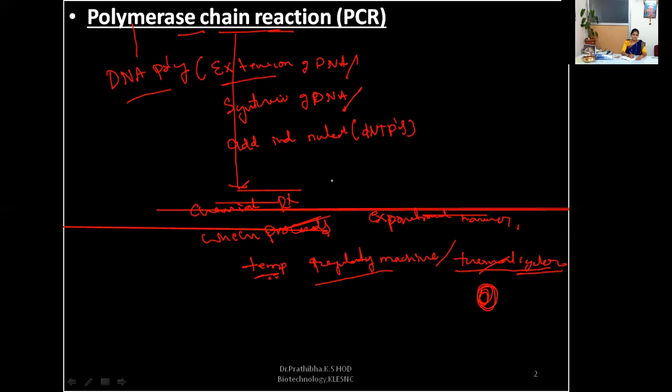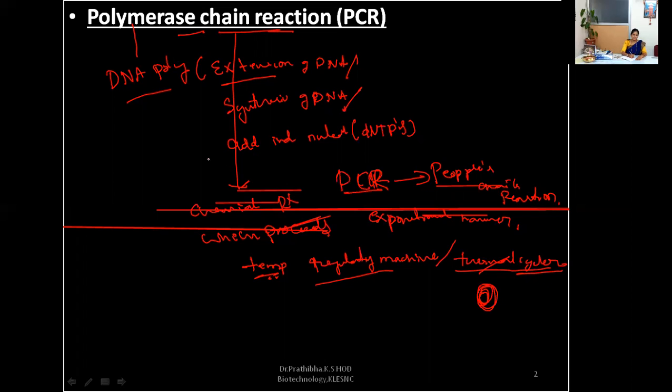This PCR is also nicknamed as People's Choice Reaction. The full form of this PCR can also be known as People's Choice Reaction. Hope this is clear to you.